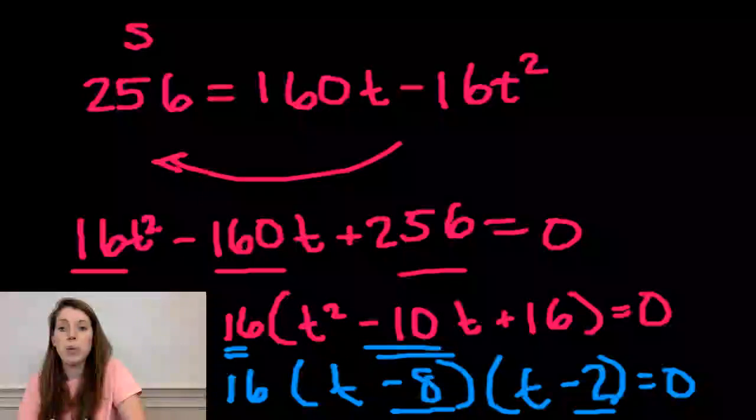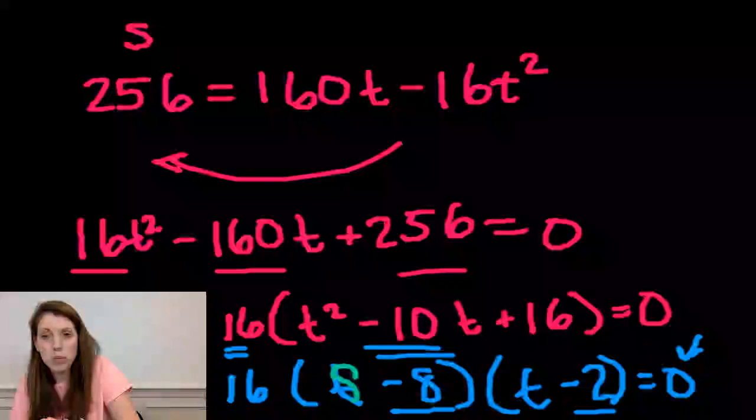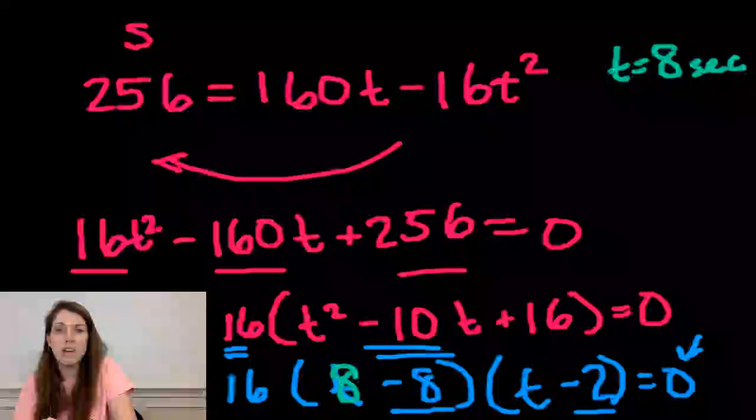How do we solve this? Well, we're asking what value of t would make this whole equation 0. And there are two answers. Either t equals 8 seconds, by the way, because remember we're talking about time, or t equals 2.